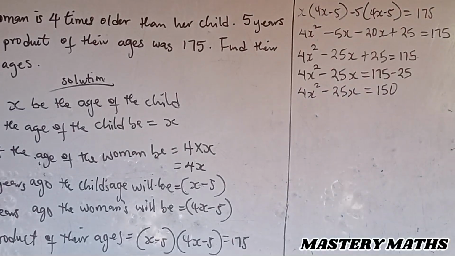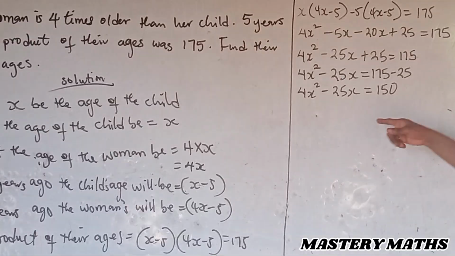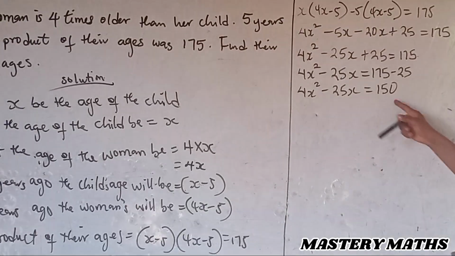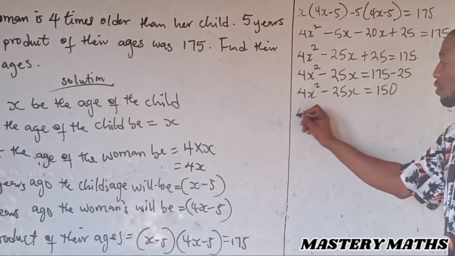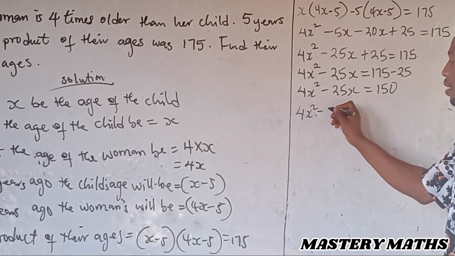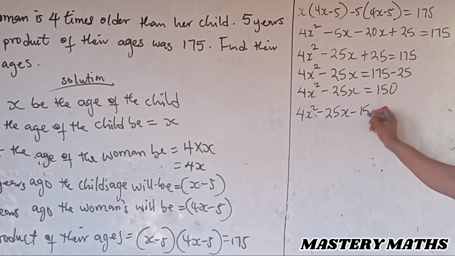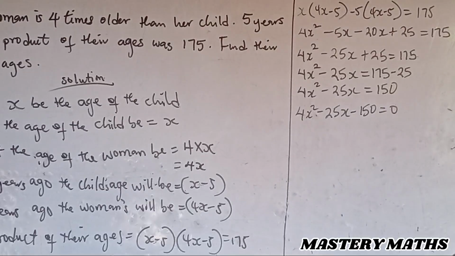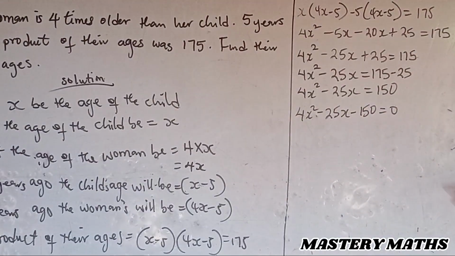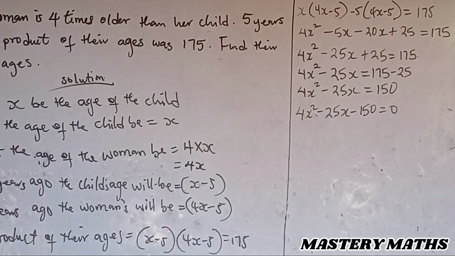You have your 150. Now this is taking us to quadratic equation. Now we'll bring this inside. It will be 4x squared minus 25x. When this comes, that becomes minus 150 equal to 0. See it now? Taking us to quadratic equation. Now what should we do?